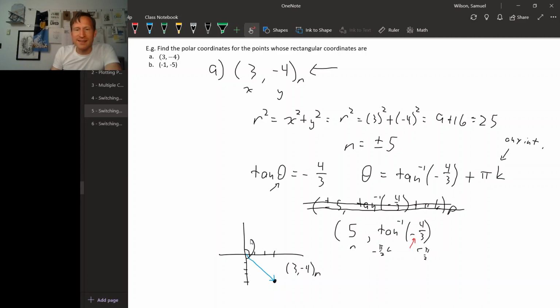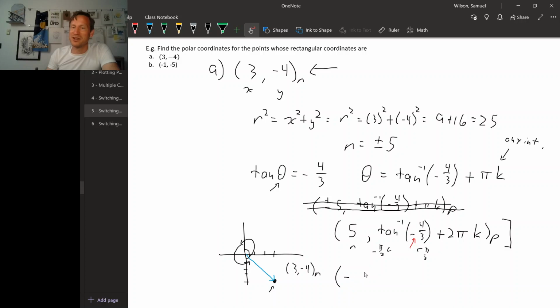If we add pi to that, well, that would point into the second quadrant, not the fourth quadrant. So we can't just add pi to this angle. But if we add 2 pi, now we're in the fourth quadrant again. So we can add 2 pi. You can see that we could add 2 pi again and again and again. So we could add 2 pi k. So all of these points are valid polar coordinates for the point 3, comma, minus 4 in rectangular coordinates. And that was just with the r value plus 5.